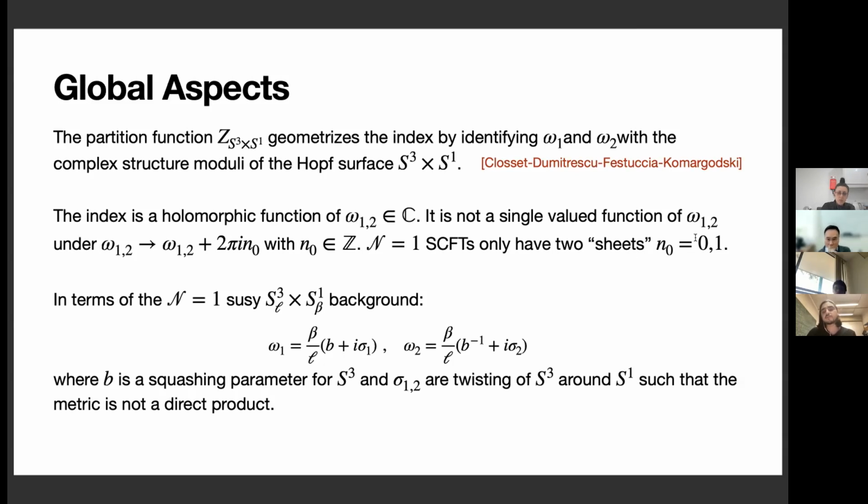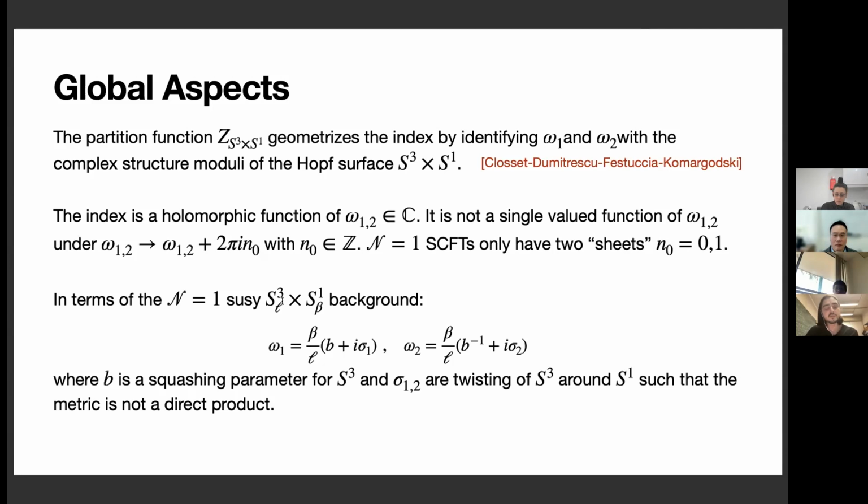The first one is when n0 is 0, so we have the ordinary index. And the second one gives you a non-trivial result. So shifting omega by a multiple of 2 pi will land you on a different object, which I'm now going to define. But what does this mean geometrically?